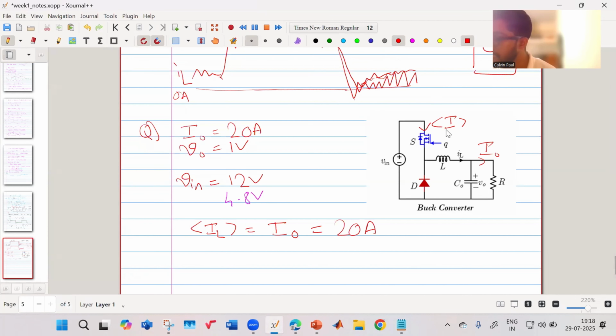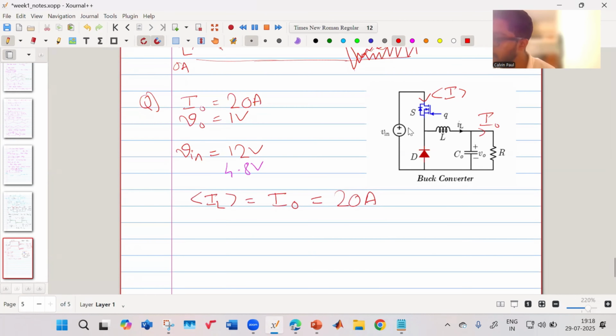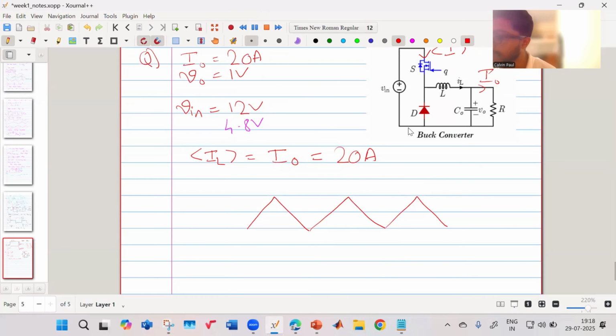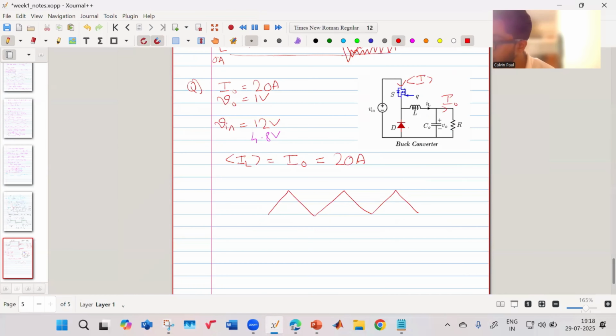Let us see how that will work. Suppose you have your inductor current. This is how your inductor current looks. Let me make it smaller. So this is my inductor current, and this is my zero axis. This is my inductor current versus time.